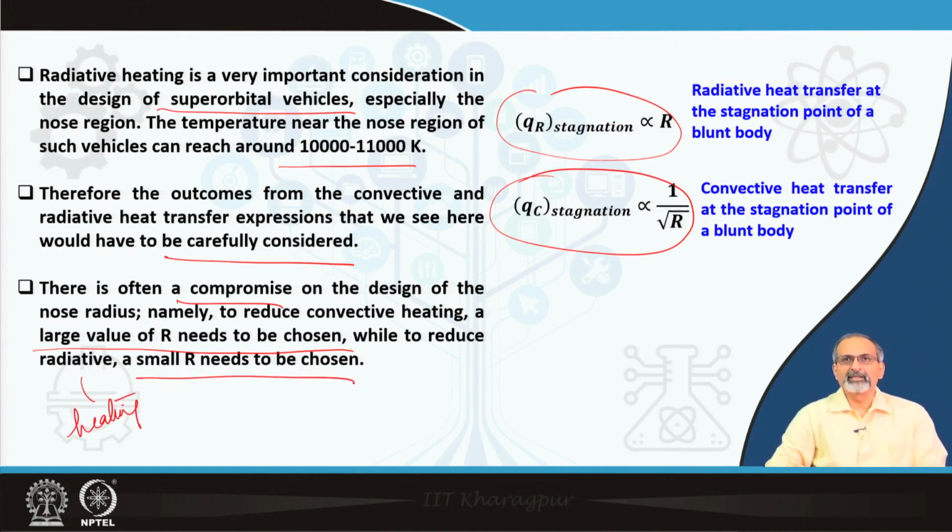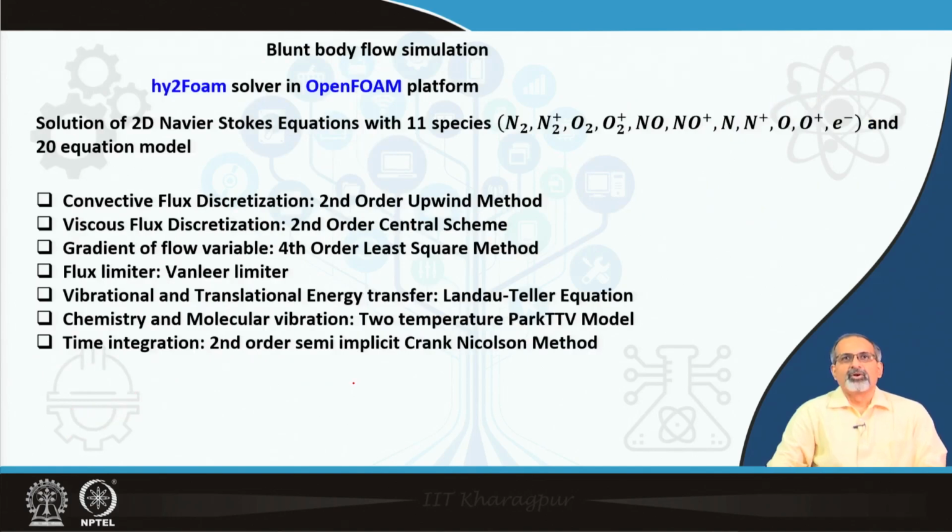Therefore, in all probability you would have to choose a R which is intermediate and experiment with it either numerically or with some wind tunnel testing, to see what kind of heating is expected with the chosen R. This is a difficult design problem. With that, we just round off with a little bit of radiation heating effects in blunt body problems and move on to a little bit of simulation.